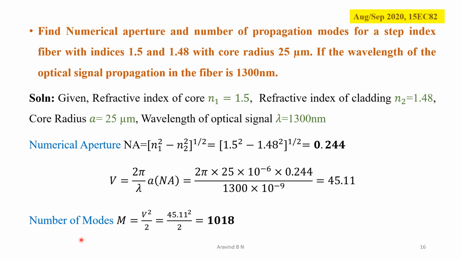Now calculate the number of modes. M is equal to V square by 2. V was just now calculated, so 45.11 square divided by 2. By solving this, we are going to get the answer 1018. So the number of modes is approximately equal to 1018.